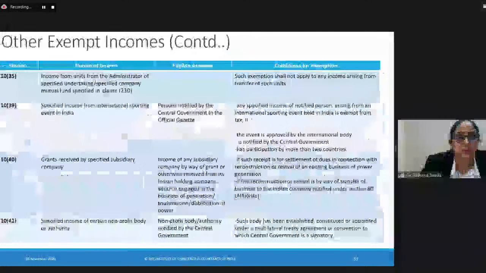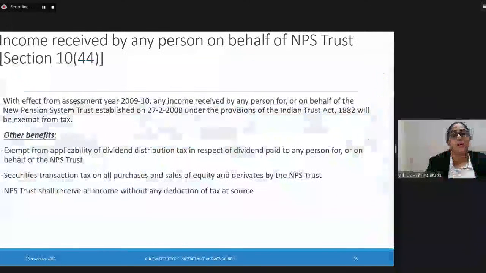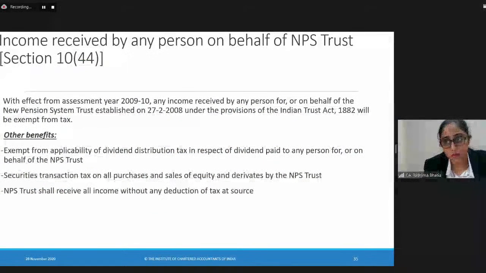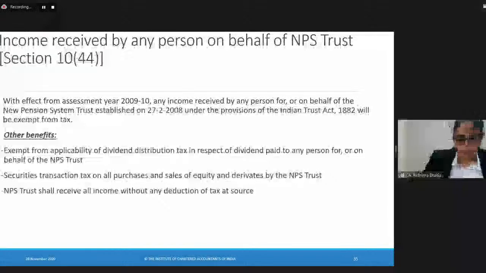Then this is a very important section, NPS trust. Because you will see it under 115O, but it is not there anymore. You will see it under your TDS also. Okay, so now let's do section 10 clause 44.